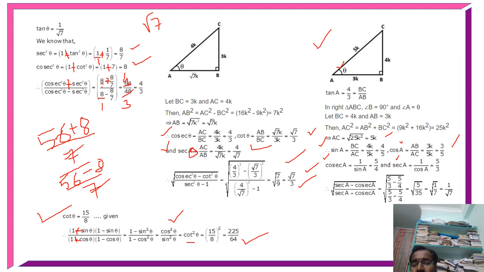12 cancel, 20 plus 5 is 35. So 1 by root 7, the root 5 cancels, 1 by root 7. Root 1 is 1, so 1 by root 7 is the answer. So this is the process. By using identities we can do it, by using a right triangle we can do it. Any method is applicable. Let us go with the next slide, students.